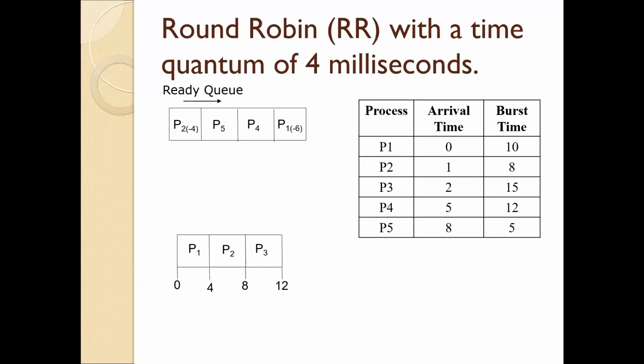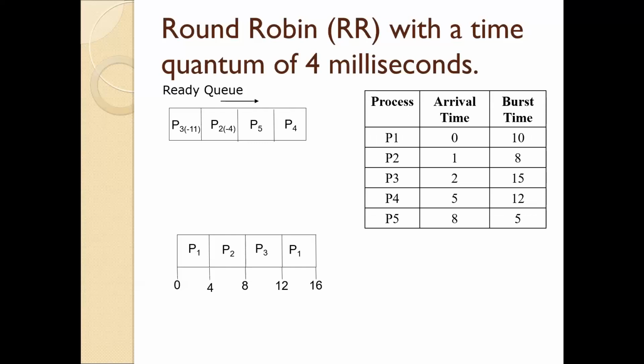Then the next available in the ready queue is P1. So P1 will then execute for another 4 milliseconds. P3 is not completed, so we'll put P3 back to the ready queue again.